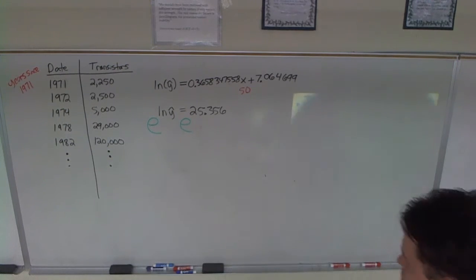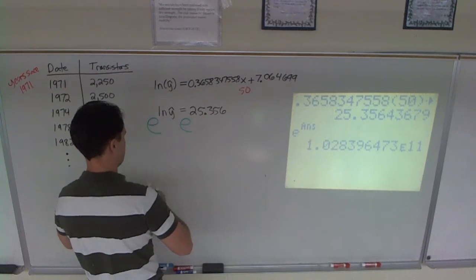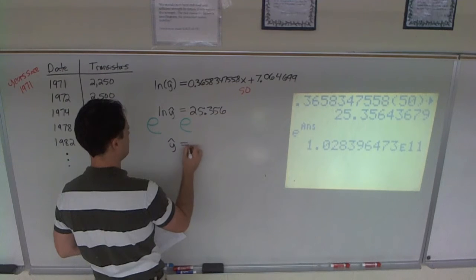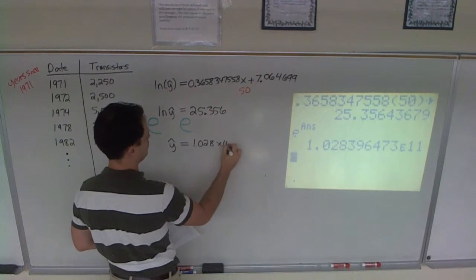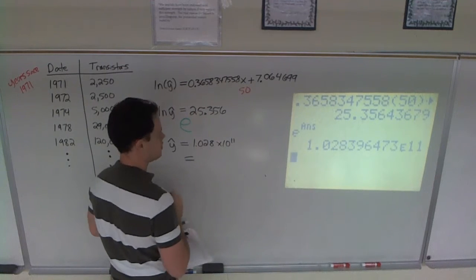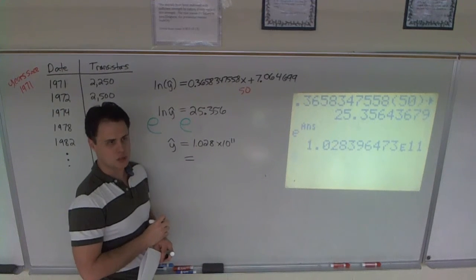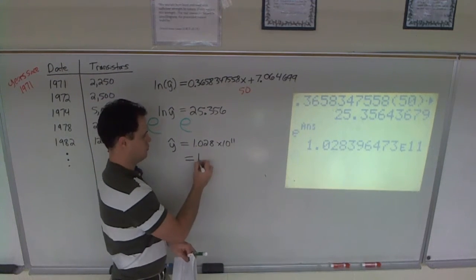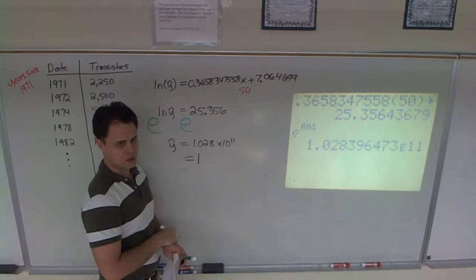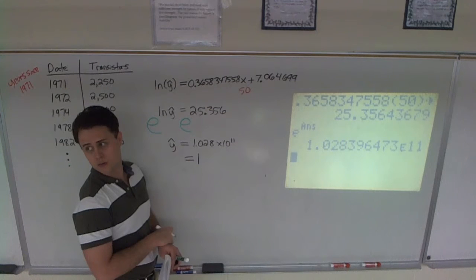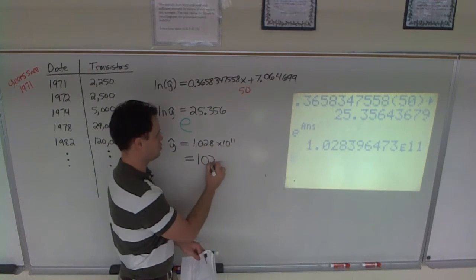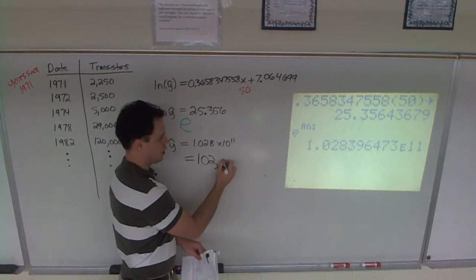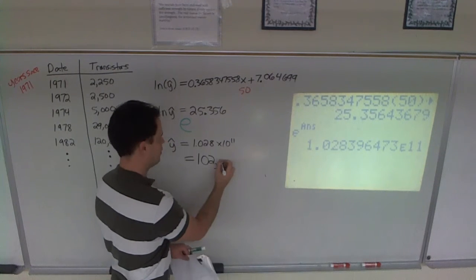So I got this. I got y hat, the predicted number of transistors is 1.028 times 10 to the 11th power. What is that in non-scientific notation? 3 is 1,000, 6 is million, 9 is billion. You guys should all know that. So if 9 is billion, then we're 2 more places after billion. So 102, comma. How many zeros are in billion? 9.